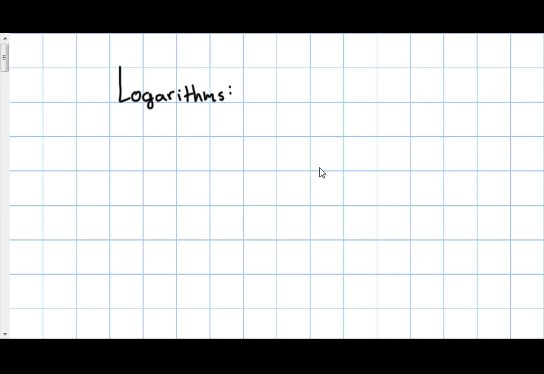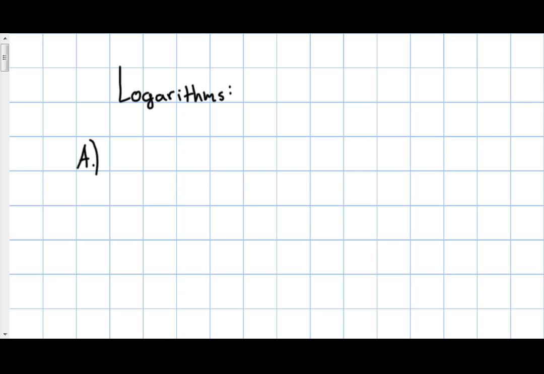Logarithms are not that hard to master, but they do take some time to get used to. It's one of those things: the more that you practice them, the easier they'll get. Repetition is going to be the key on this one. So let's get a little bit of a definition maybe.